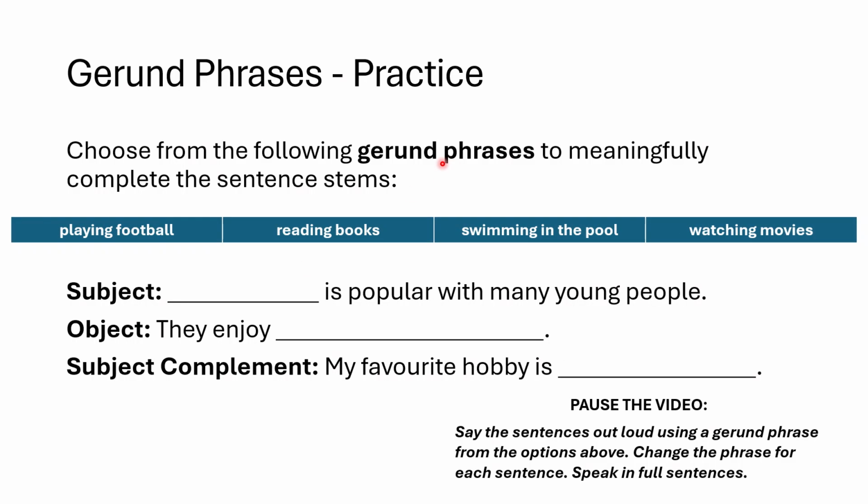Choose from the following gerund phrases to meaningfully complete the sentence stems. Playing football, reading books, swimming in the pool, watching movies. As the subject of a sentence, is popular with many young people. As the object of a sentence, they enjoy. As the subject complement, my favourite hobby is.